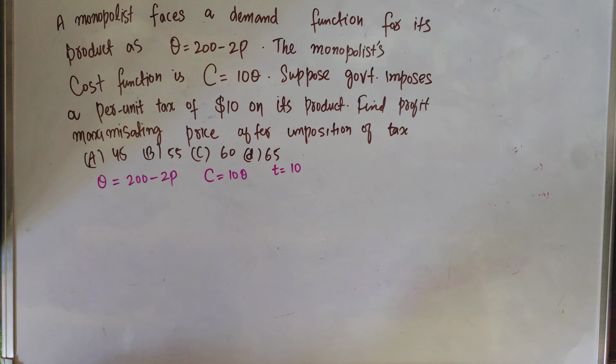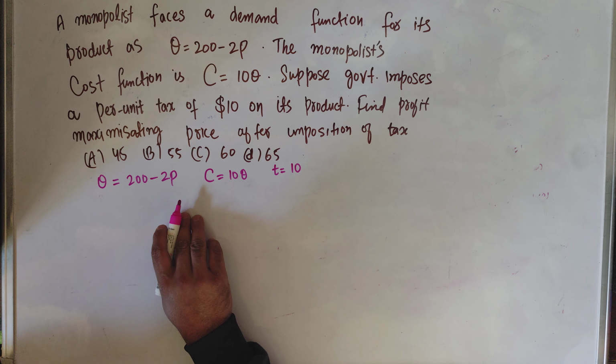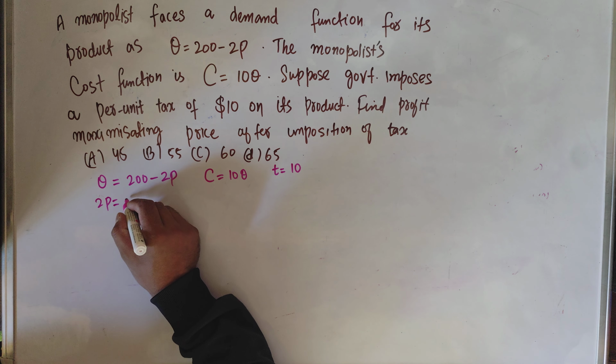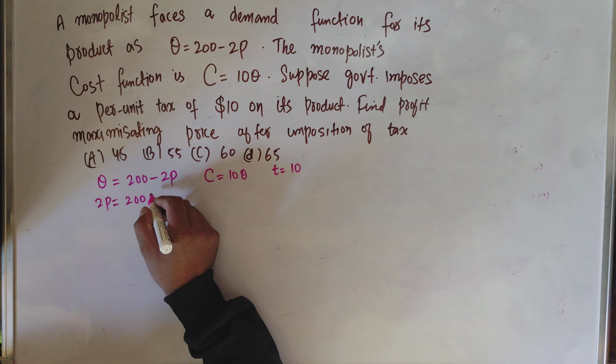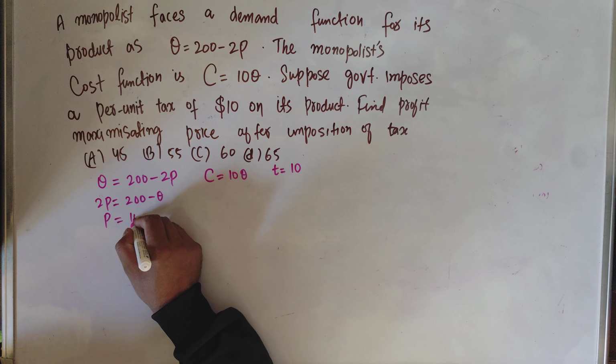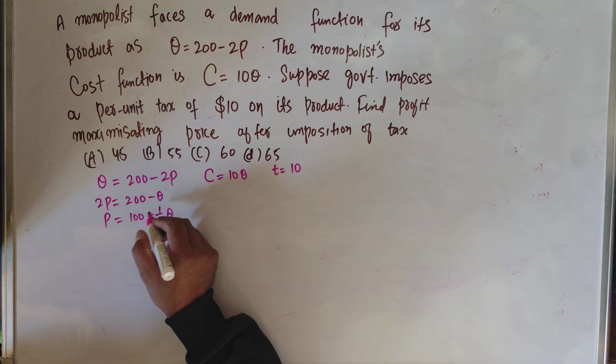First thing is, let us solve this function for P to find out the inverse demand function. I will explain why. So we have 2P = 200 - Q. Dividing both sides by 2, we get P = 100 - (1/2)Q. This is our inverse demand function.